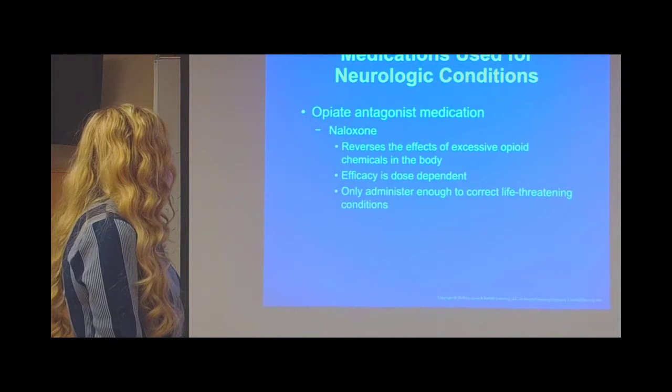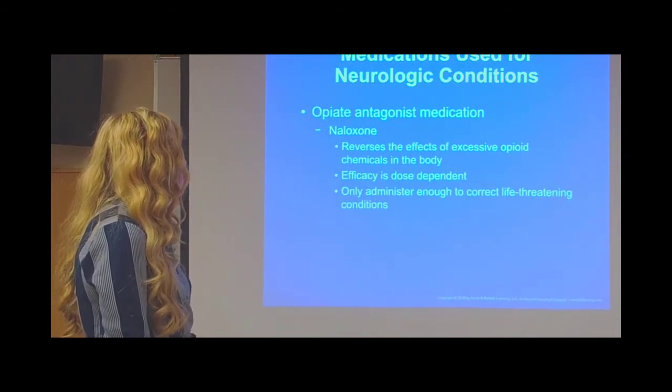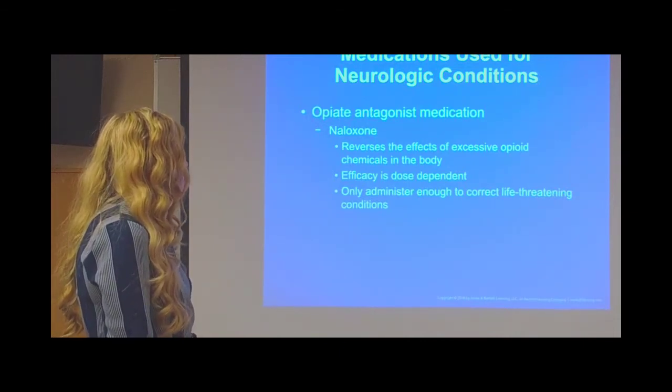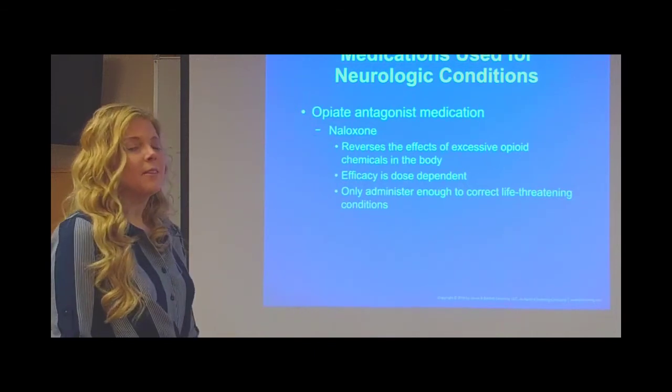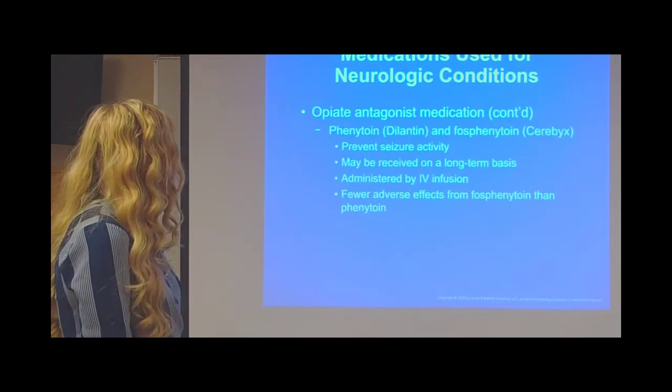Then we have our opioid antagonist medicine, naloxone. It reverses the effects of excessive opioid chemicals in the body, and the efficacy is dose dependent. Typically only want to give this in life-threatening situations.